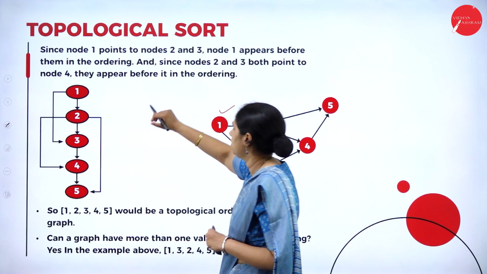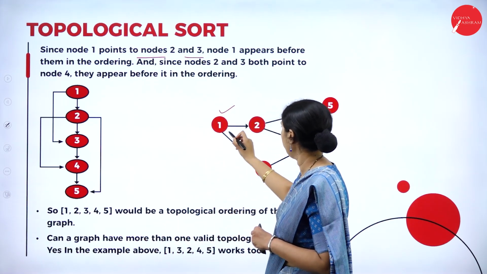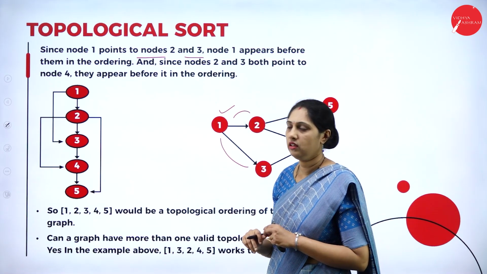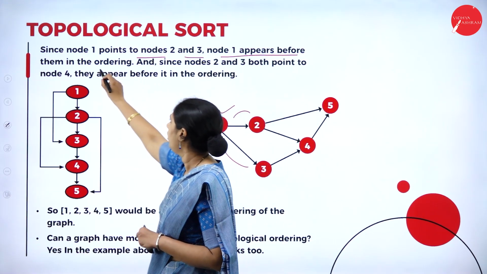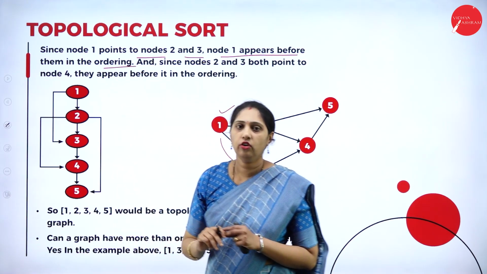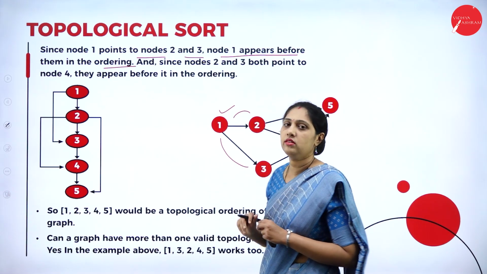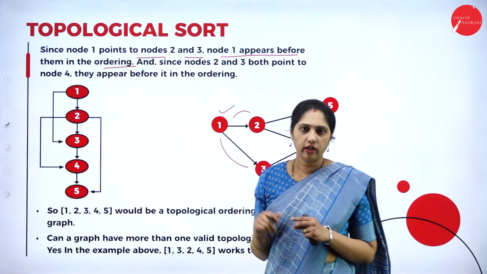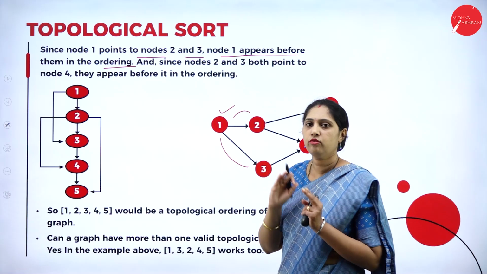See, here is the explanation. Node 1 points to node 2 and node 3. From node 1, I can go to node 2 and also node 3. So, node 1 appears before them in the ordering. Since I have an edge from 1 to 2 and 1 to 3, how do I write the sorting? First, I have to write node 1. Then the nodes it leads to, 2 and 3, follow it.